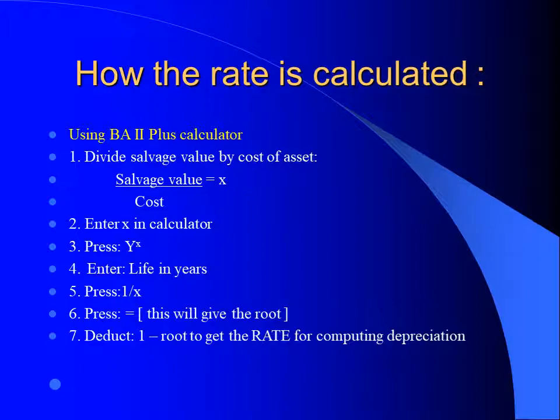Action 3 is you have to press the key Y, X. The fourth action is enter the life in the calculator. So the life, whatever is the life of the asset, 4 years, 5 years, 10 years, that is entered in the calculator. And then the fifth action is you have to press this key 1 by X, and then you have to press equal sign, and this will give the root. And the final action is deduct the root from 1 to get the rate for computing depreciation.